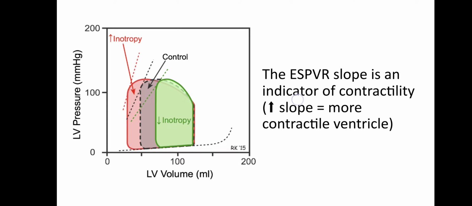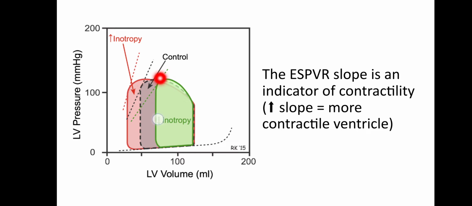So the end systolic pressure volume relationship slope is an indicator of contractility, as the end diastolic pressure volume relationship slope was an indicator of the ventricular compliance. In the same way, the ESPVR slope is an indicator of the contractility. Increased slope shows more contractility, a more contractile ventricle.